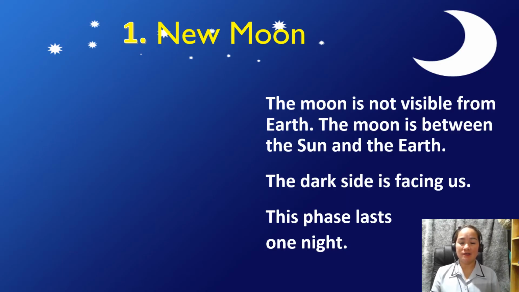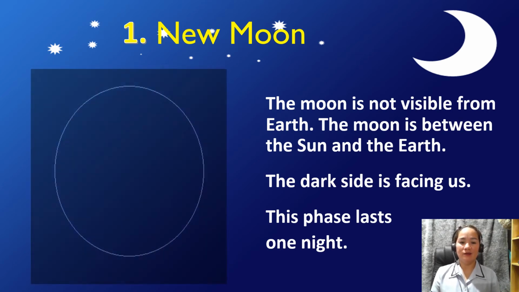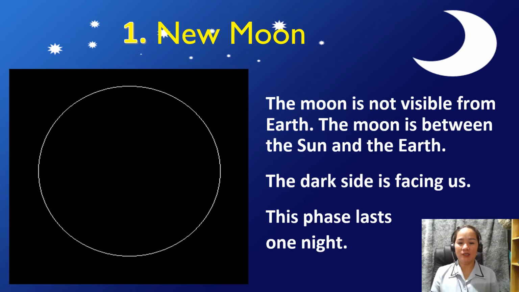Okay, now let's talk more about the phases of the moon. What is the first phase of the moon? Number one, the new moon. The moon is not visible from Earth. The moon is between the sun and the earth. The dark side is facing us. This phase lasts one night.